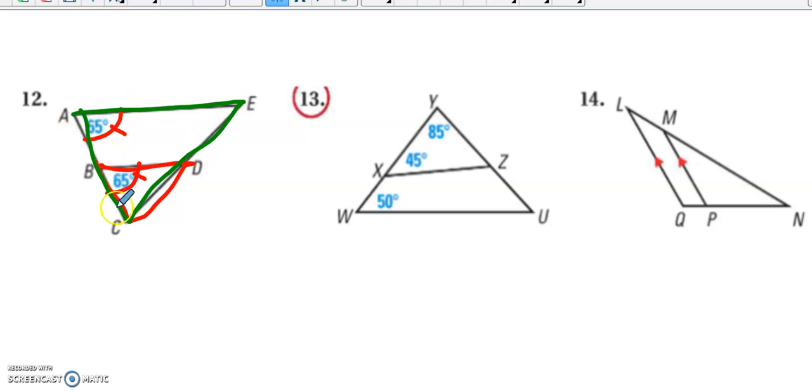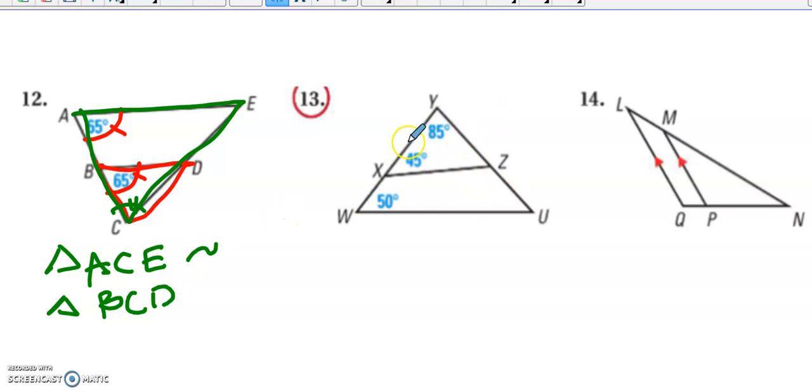And you can see they each have a 65 and they each share angle C. So it looks like we're going to have angle, angle. So the big triangle, our A goes to our B and our little triangle, the 65s. Looks like C is going to go to C. And it looks like E goes to D.